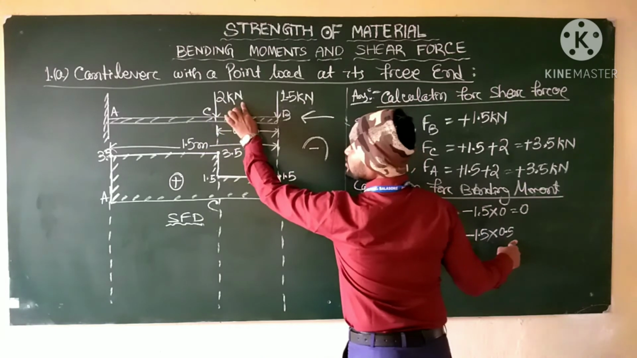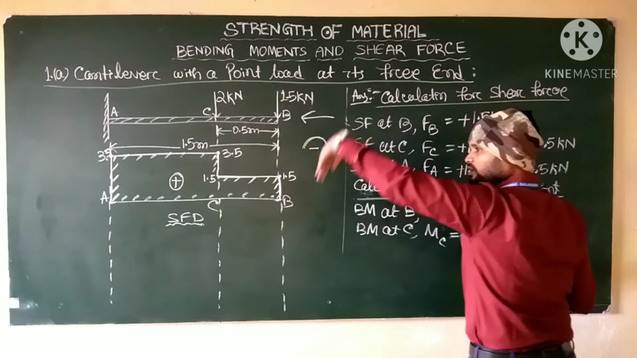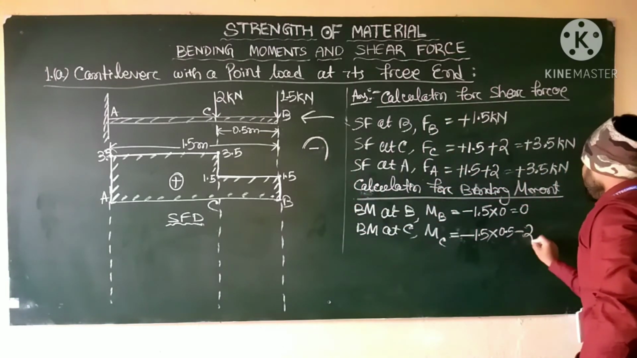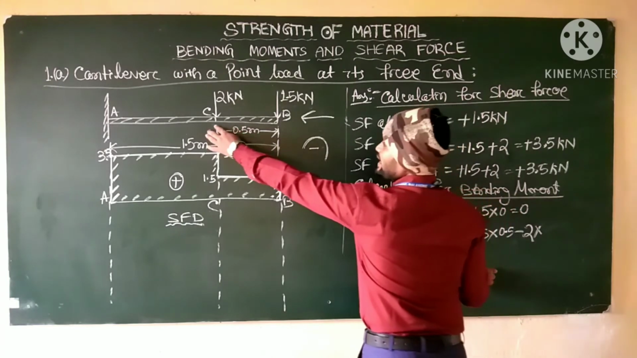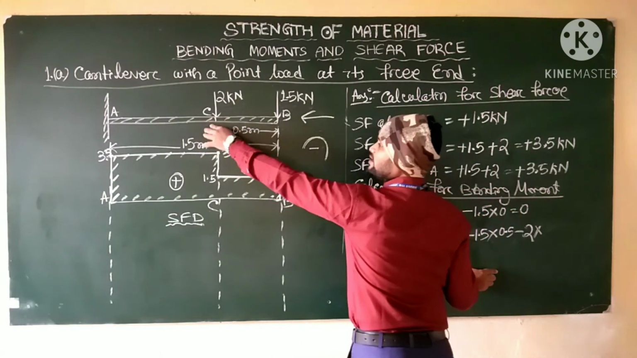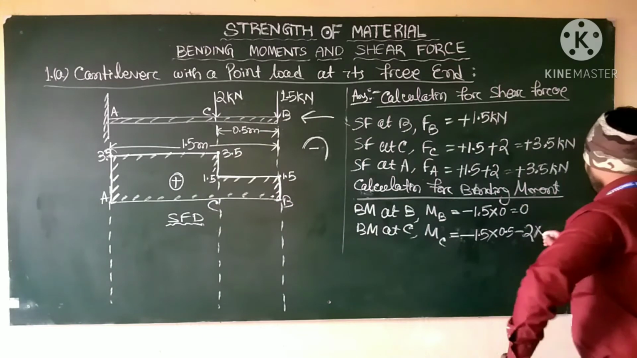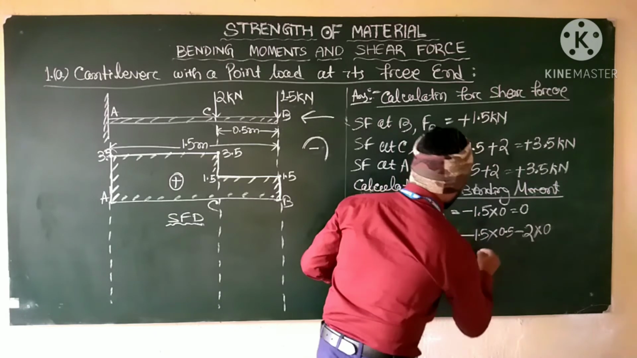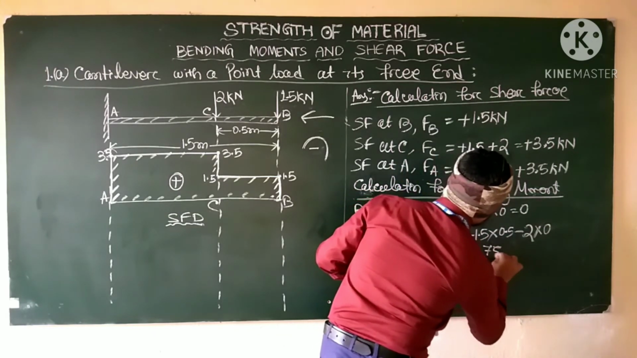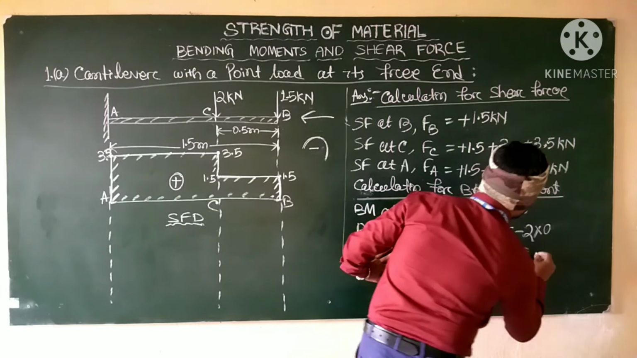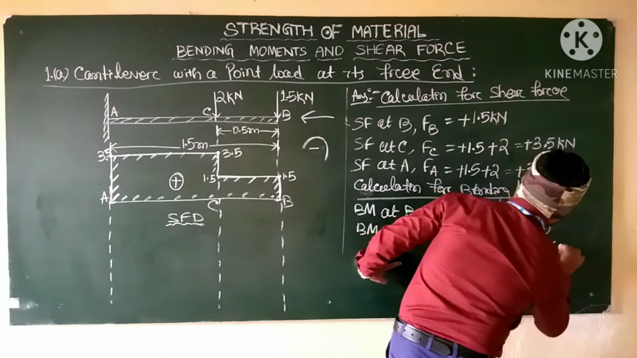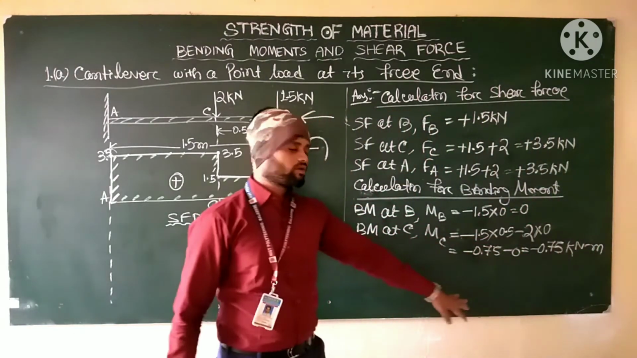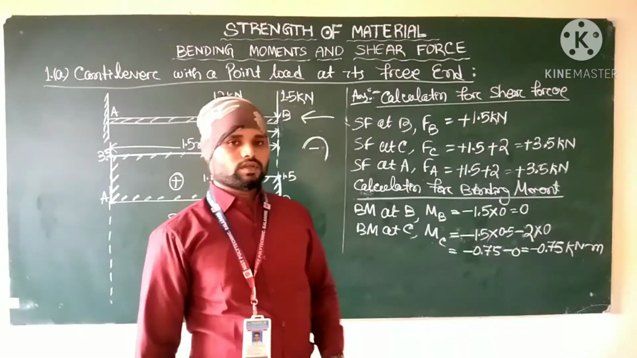Next, after B, at point C there is a load of 2 kilonewton. This will also be a downward load, so this will make the beam bend downward. So negative, minus load 2 into distance. We are calculating the bending moment at C, and the load is applied also at C, so the distance is 0. And it's 2 into 0. That is equal to minus 1.5 into 0.5 minus 0.75 minus 0, that is minus 0.75 kilonewton meter. Minus 0.75 kilonewton meter is the moment at point C.